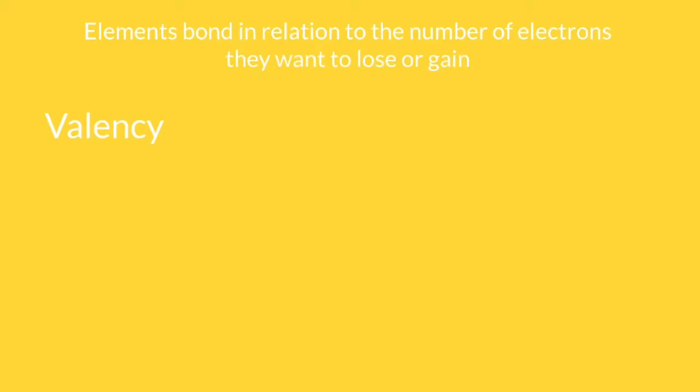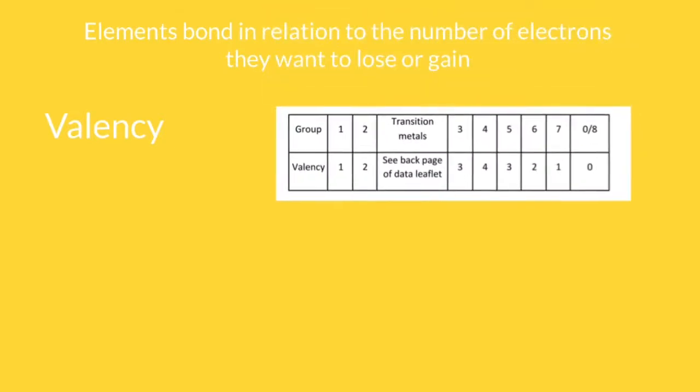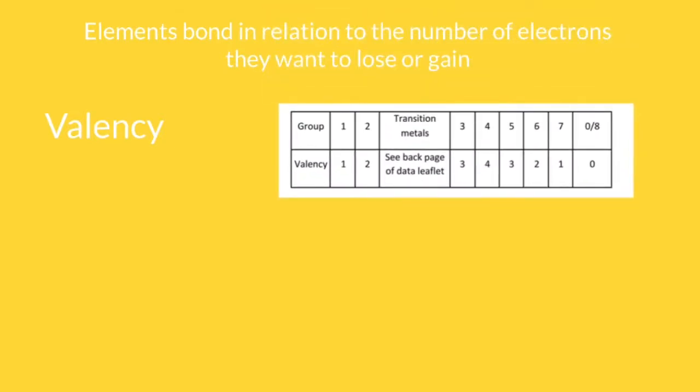The valency is directly related to the group the element is in, because every element within a particular group has the same number of electrons in its outer shell, and that's the shell you always want to complete. So simply, everything in group 1 is a valency of 1, group 2 is a valency of 2. I'll come back to this in a second.